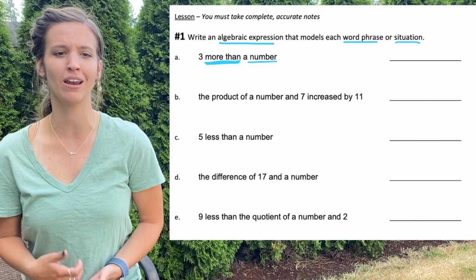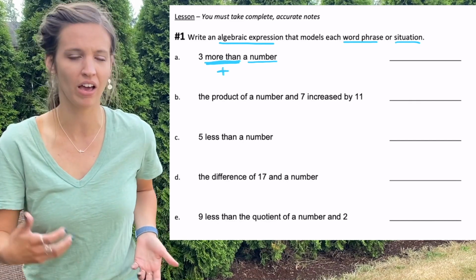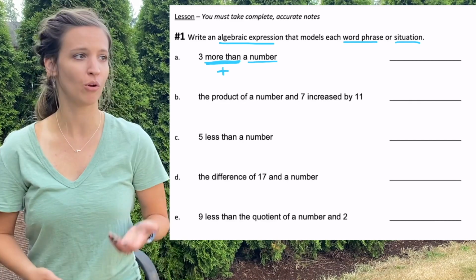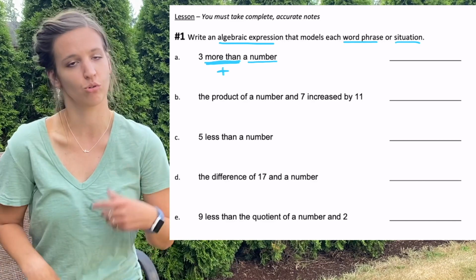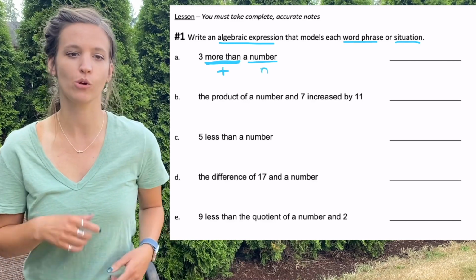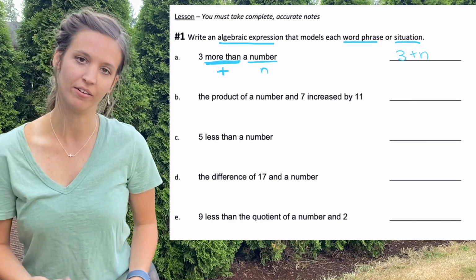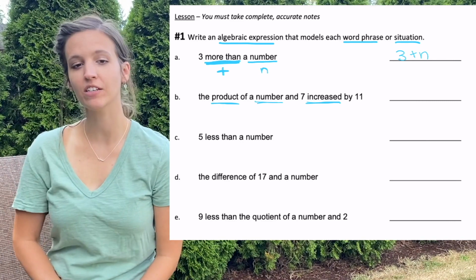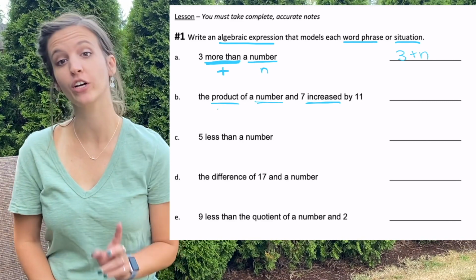So 3 more than a number. Well, more than, I'm adding, and a number. A number could mean any variable you want. You could use x, you could use n. I'm going to use n for this one. So 3 plus n.